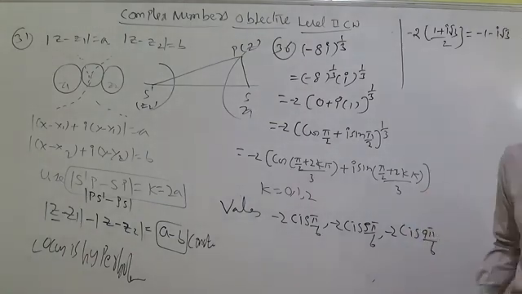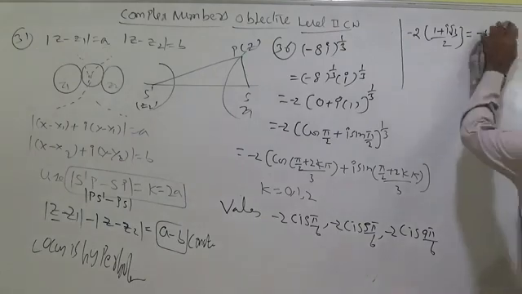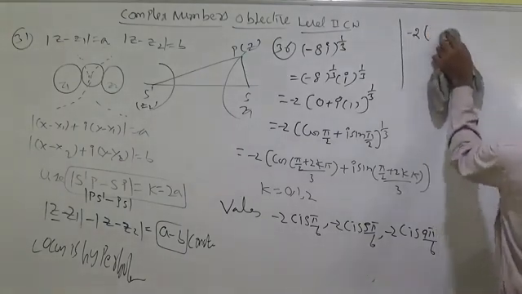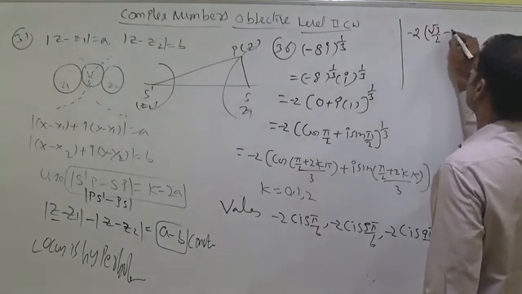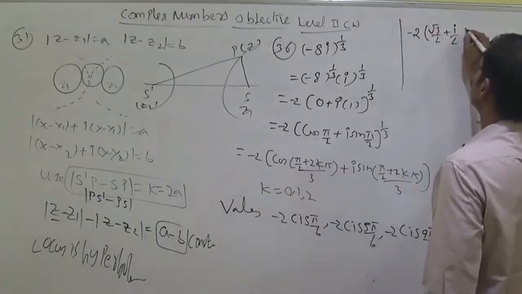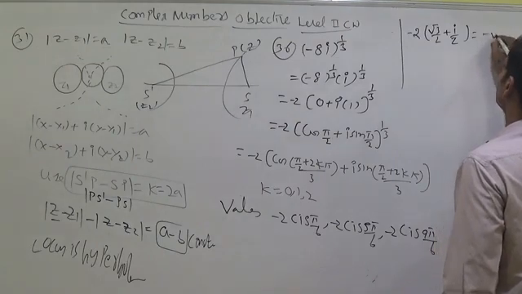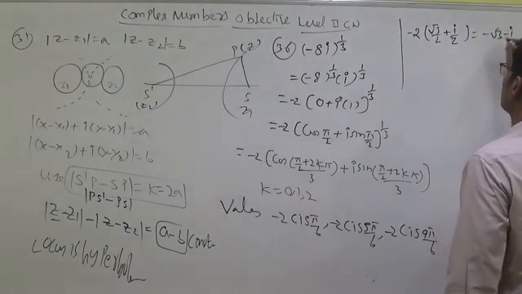Root 3 by 2 plus I by 2. That is equal to minus root 3 minus I.